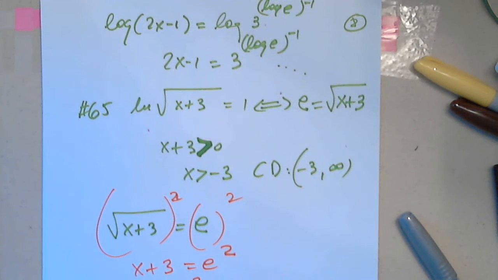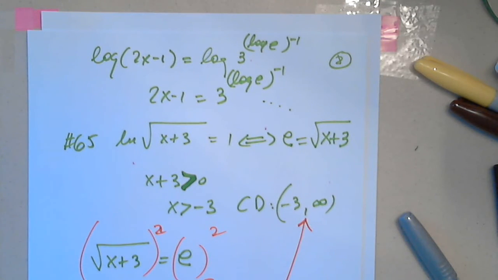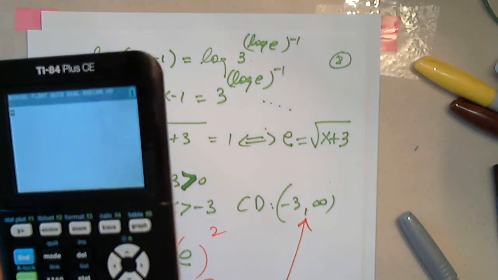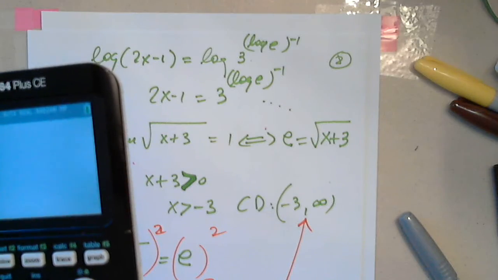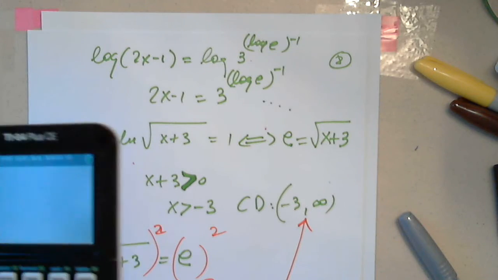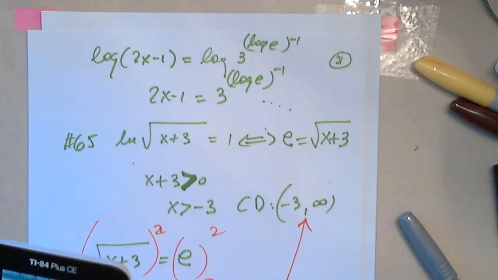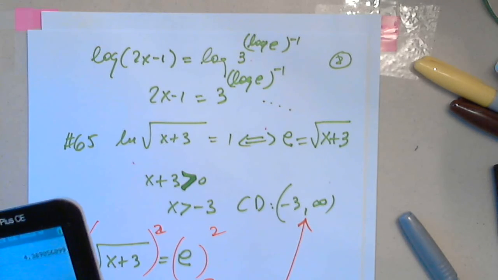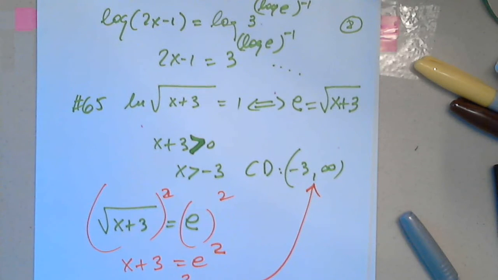If you have any doubts, you can always check this in the calculator. How do I check? Here is the key for e, right here, the same key with natural log. So second and e to the x, which is 2, power 2, and then come down and minus 3, and you will see this is 4.38, which is definitely a positive number greater than negative 3. So I will say yes to this one.